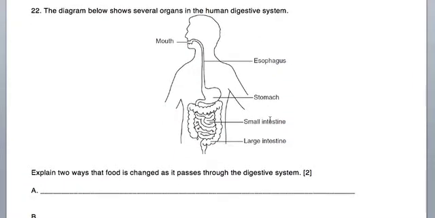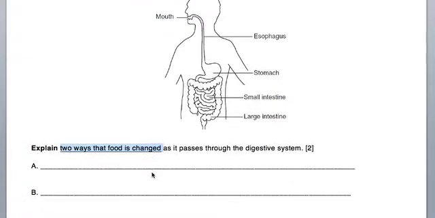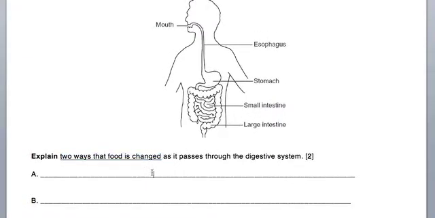Alright, the diagram below shows several organs in the human digestive system. Now it's asking me to explain 2 ways that food is changed as it passes through the digestive system. What did most of you do? Most of you told me how it passes through the digestive system. Very, very few people told me how it is changed.